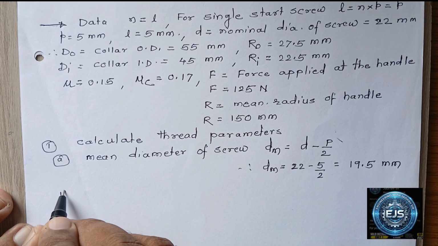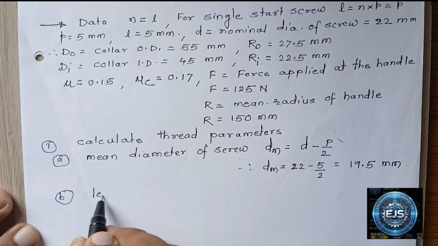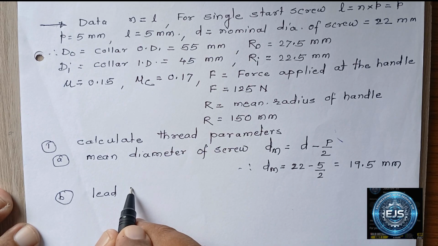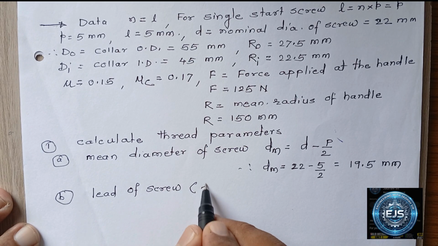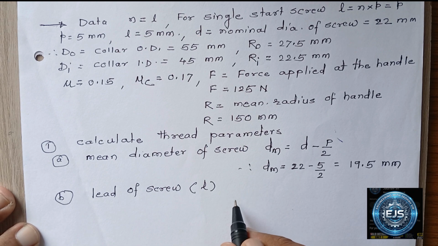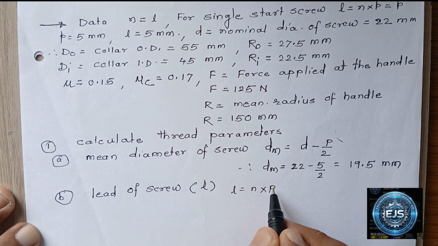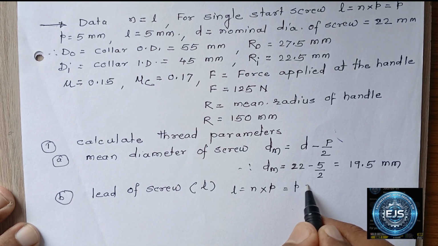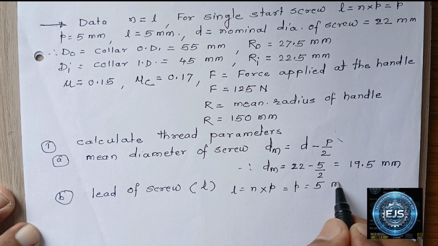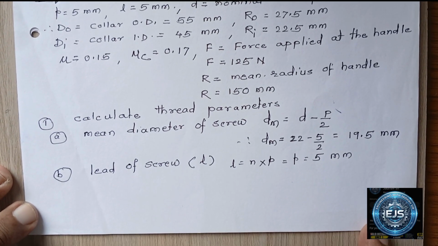Now the lead of the screw, as it is a single start screw, lead of the screw, that is L, we have to calculate. The formula for L is L is equal to N into P, where N is the number of starts. So for single start screw, N is equal to 1. So L is equal to P, and pitch is 5 mm. So lead of the screw is 5 mm.